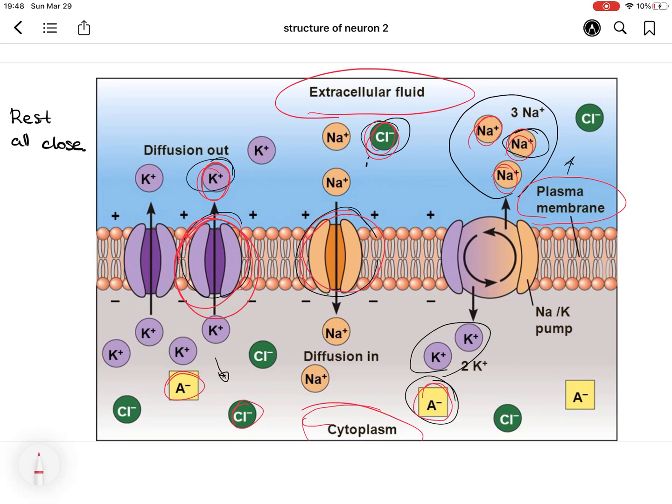Okay, now we have gates, channels. For example, this one is permeable just to potassium, this one is permeable just to sodium, and this one is the sodium-potassium pump. This pump moves 3 sodium ions outside of the cell and puts 2 potassium ions inside the cell. In the rest state, all these gates are closed. It means that at rest, sodium cannot move into the cell.